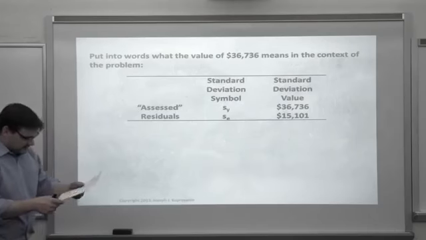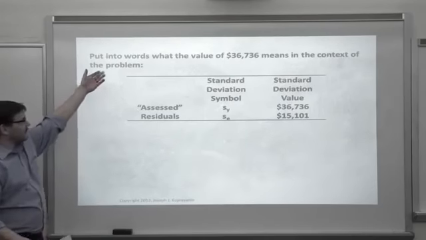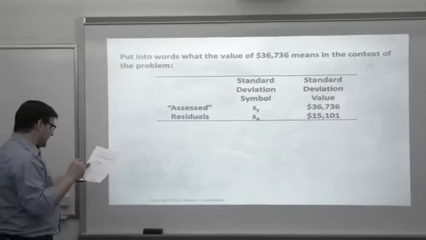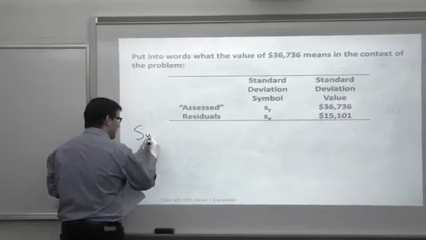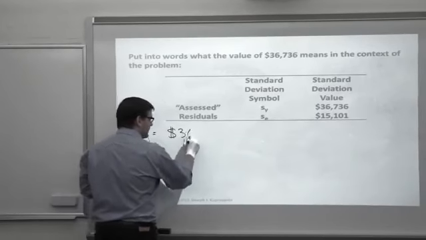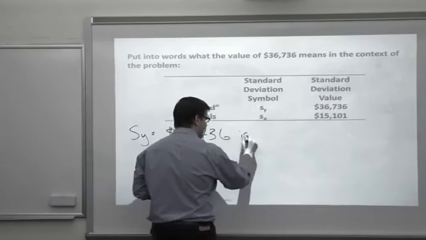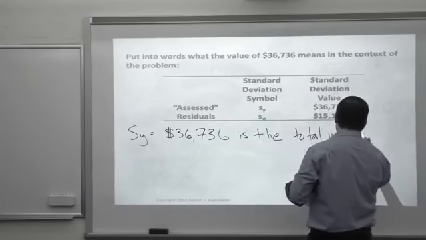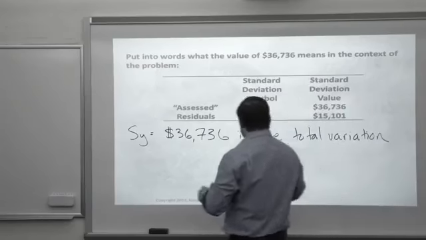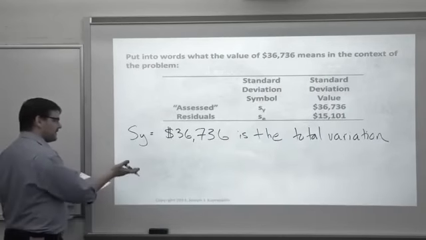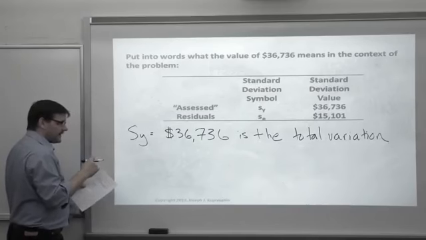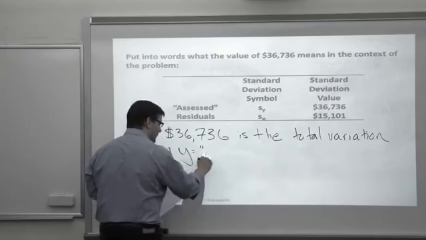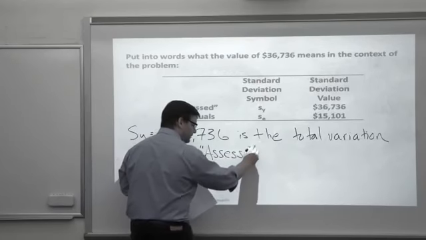Down at the bottom of your sheet, it says put into words what the 36,736 means in the context of the problem. All right, S sub Y equals 36,736 is the total variation as measured by a standard deviation. So the 36,736 is the total variation in Y equals assessed value.